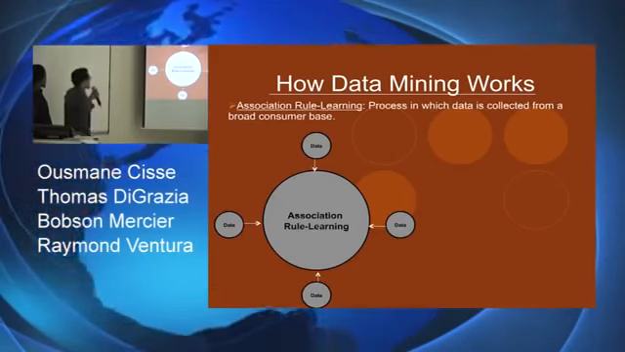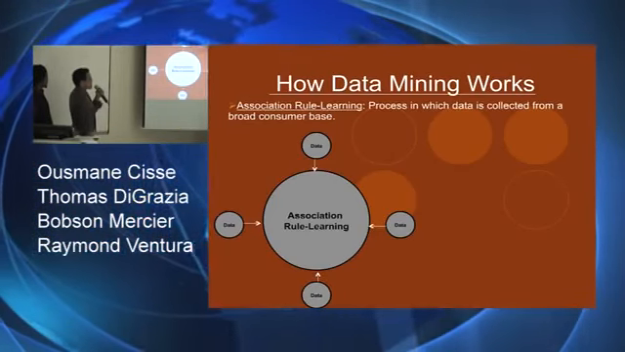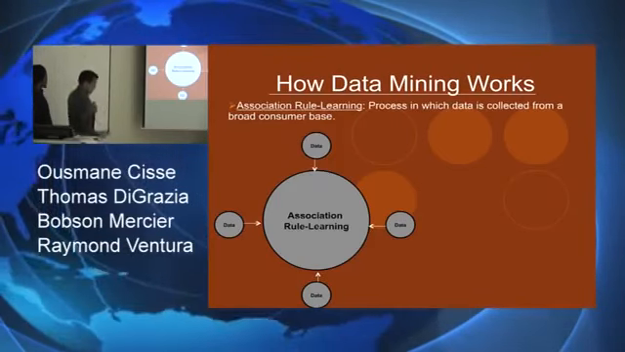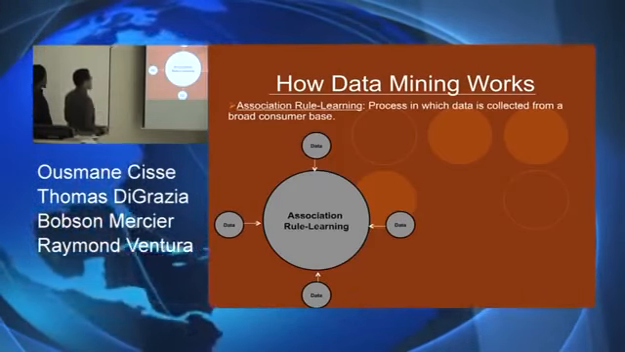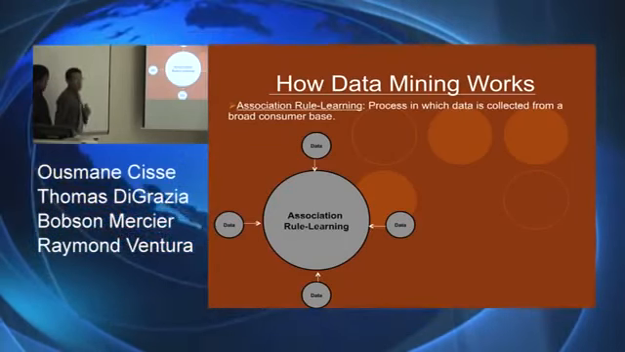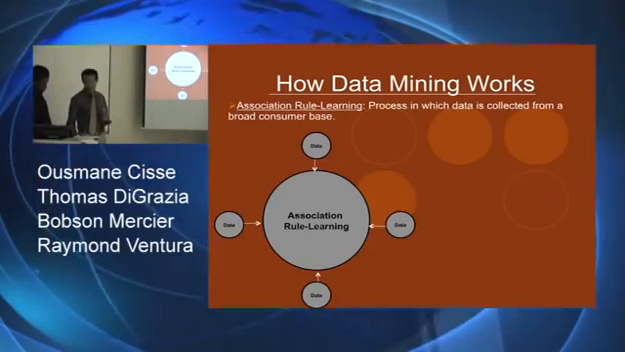Okay, so association rule learning is pretty much the process of data collection from a broad customer base or consumer base, and it's self-explanatory. You're pretty much just gathering data. You're not doing much right now except for gathering it.